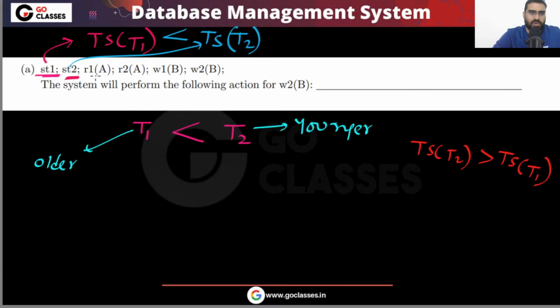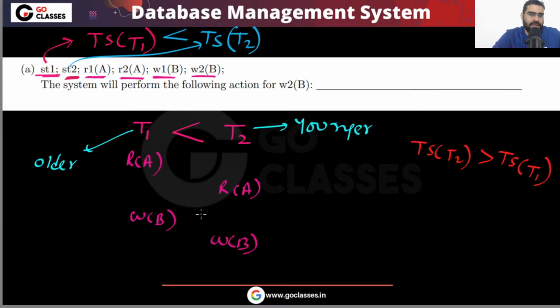Now you tell me. This is reading item A, then it is reading item A, then it is writing item B, and then it is writing item B. So tell me, keeping the timestamp protocol in mind, a simple question: in the timestamp protocol, will this schedule be allowed?